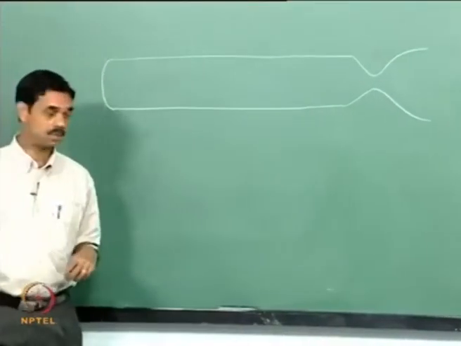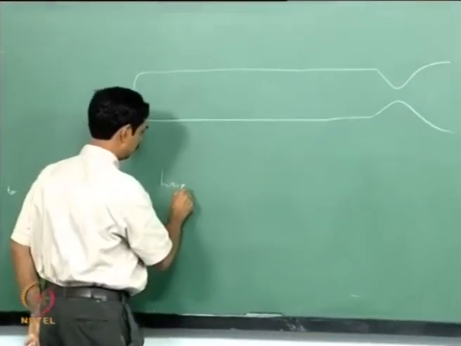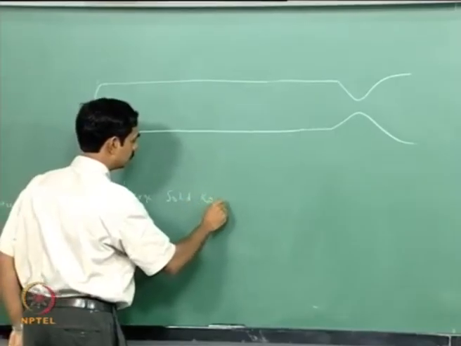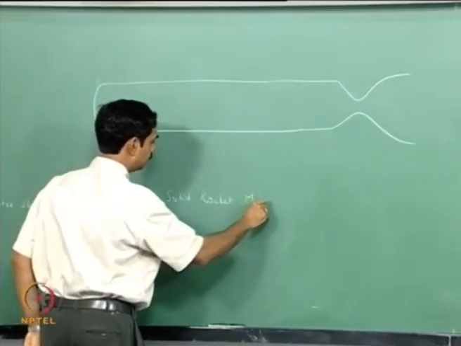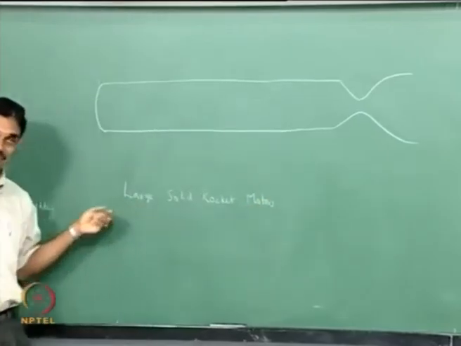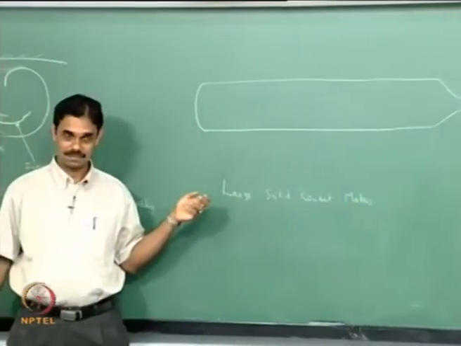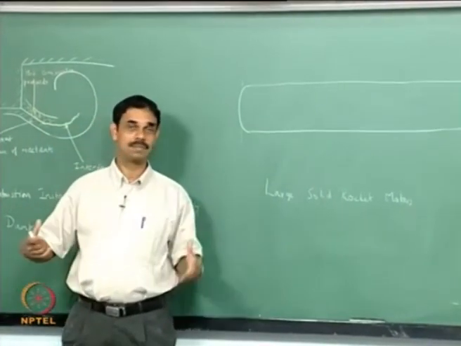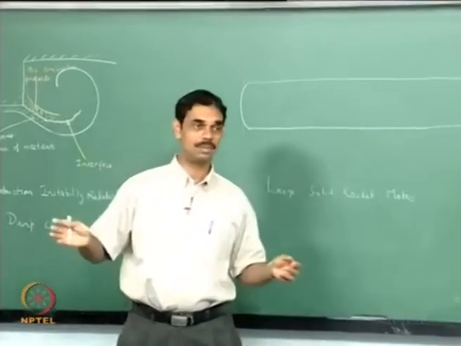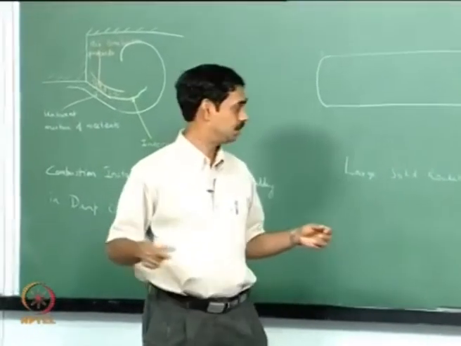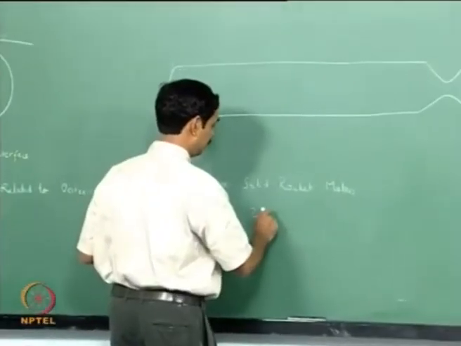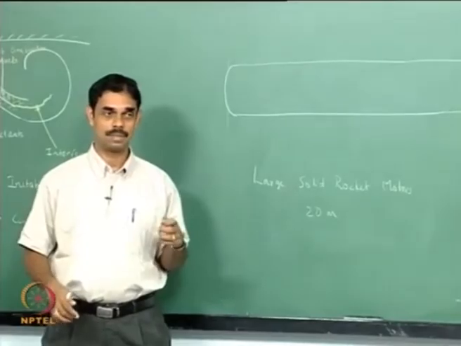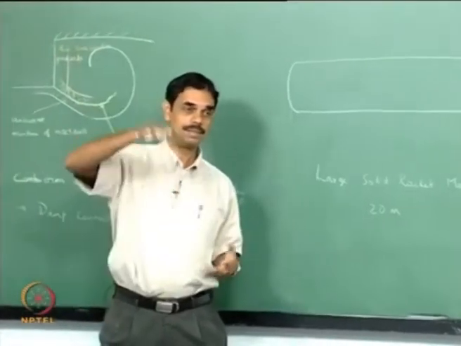So large solid rocket motors, specifically, write this. And I want to emphasize this word large, because large solid rocket motors are cast in segments. Small motors like the ones in small missiles can be cast in one shot, but if you have a very large rocket motor, let us say typically of the order of 20 meters or so, it is very difficult to cast in one shot, because by the time you pour the propellant, it will take quite some time.